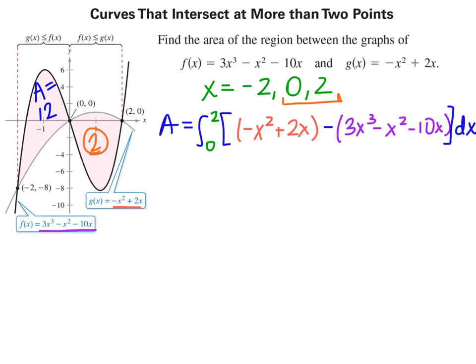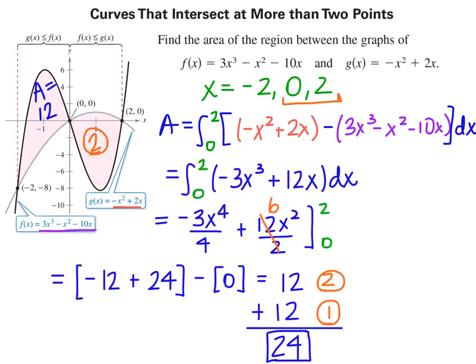But notice that my g of x is my top function here, so that's the function that goes first. And then I'll subtract the bottom function from it, which is the cubic. So let's work this out and figure out what that area is and add 12 to it and be done with the problem. So when I combine these two functions, I get -3x cubed plus 12x.